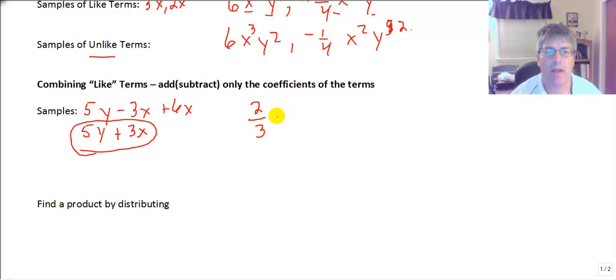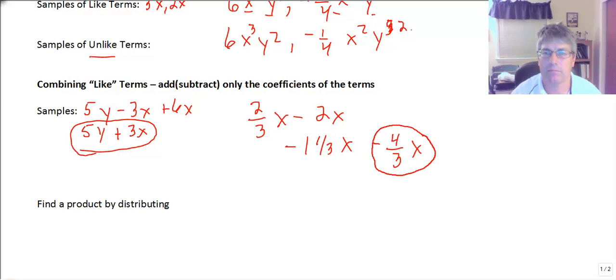We can do that with fractions. 2/3 x minus 2x. Those are like terms, and that is negative 1 and 1/3 x. I probably would like to call that negative 4/3 x. Hopefully my arithmetic is right. Yeah, because 2 is 6/3, so I'm good.